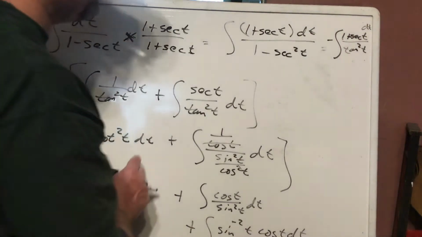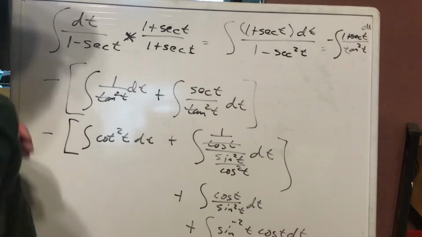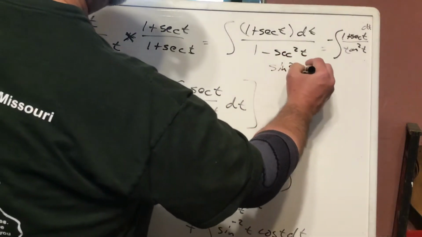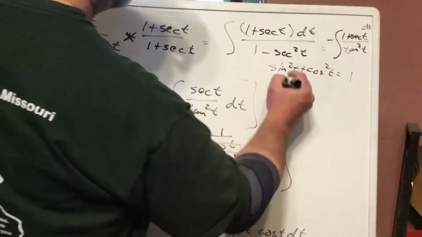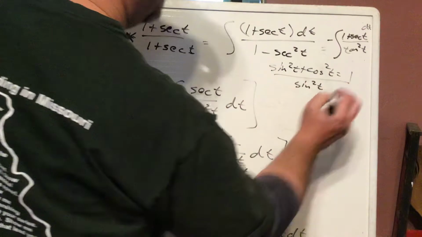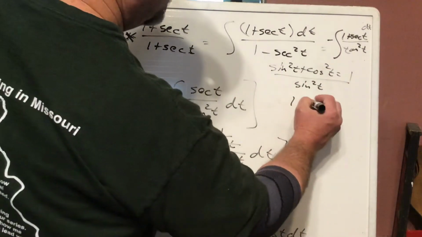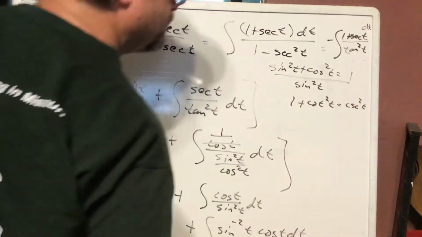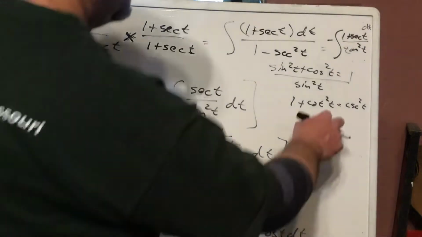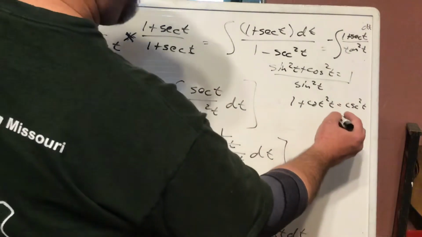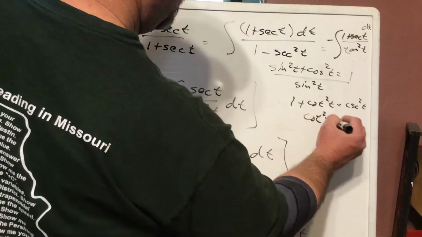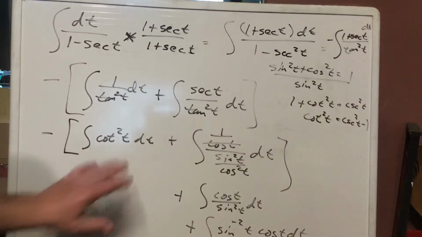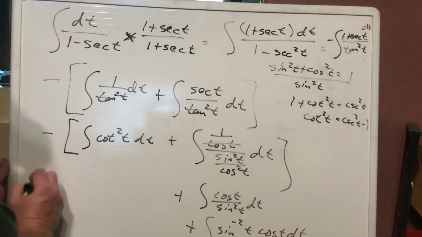But I'm going to get back over here and look at this cotangent squared. We're using that same idea that I did before. Sine squared plus cosine squared equals 1. If I divide through by sine squared instead of dividing by cosine squared as I did before, that would give me 1 plus cotangent squared t equals cosecant squared t. And I have cotangent squared t here. So that means that cotangent squared t is equal to cosecant squared t minus 1. So I'm going to replace that thing with cosecant squared t minus 1. Still have the negative sign.